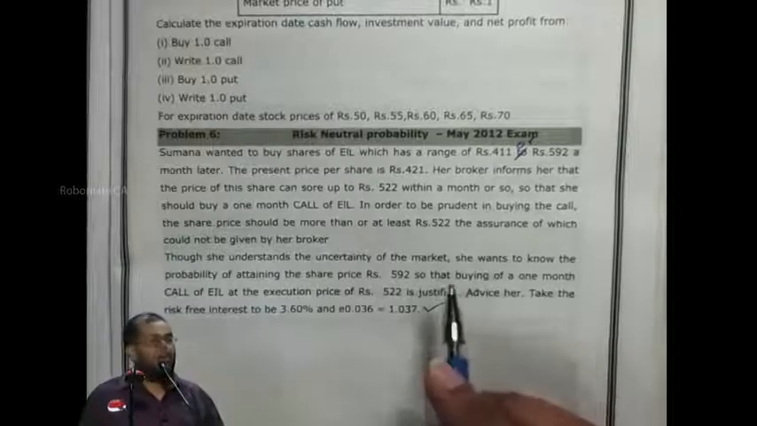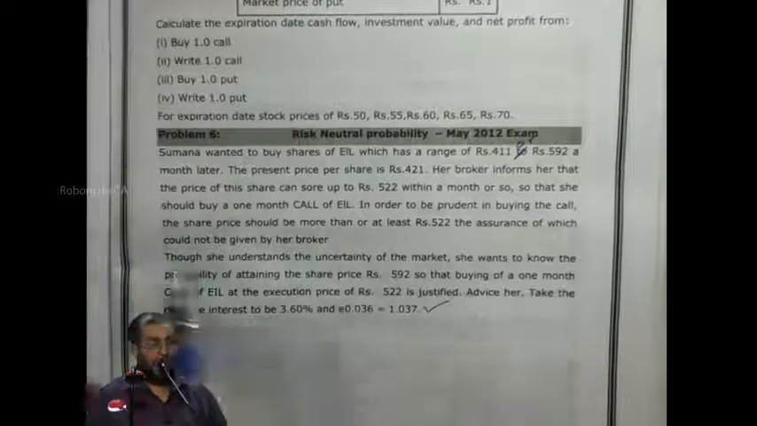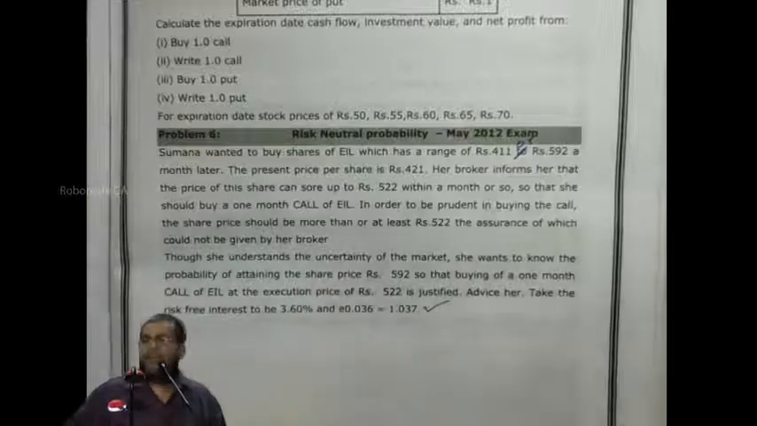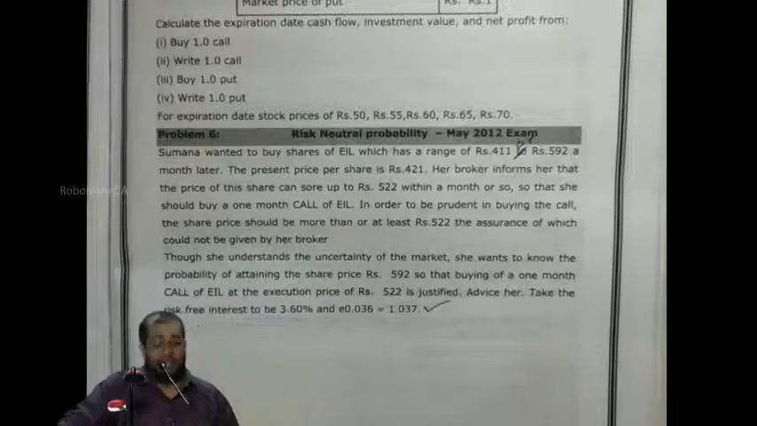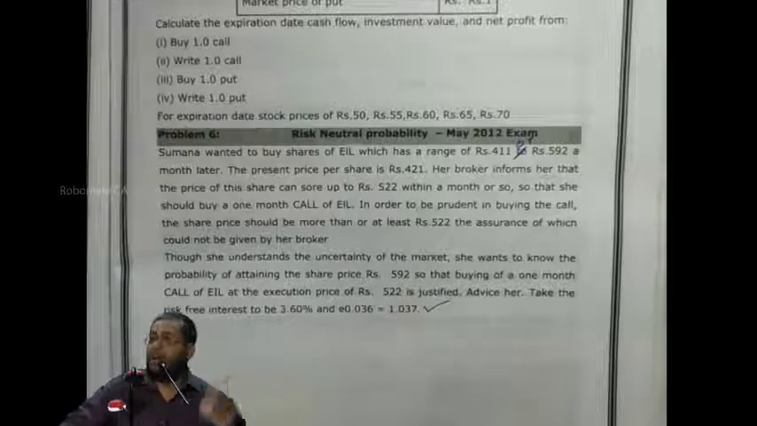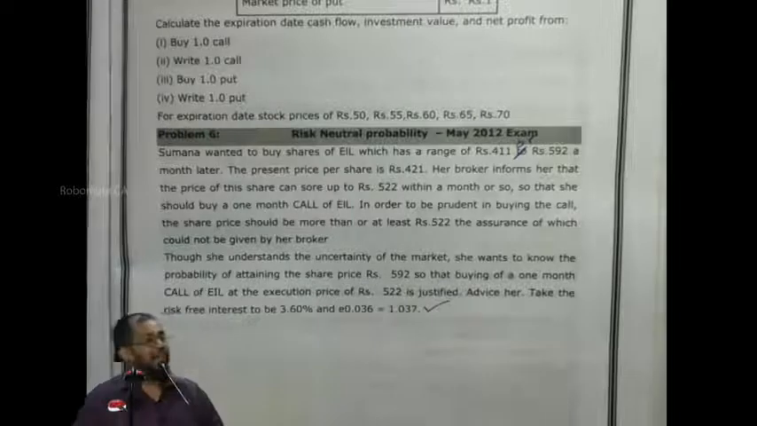There's a call option having a strike price of 522. Somebody gave her the advice that surely the share price will cross 522, so you can buy this call. It will be very beneficial, because if it crosses 522, a bullish person always goes for what? The call option. They can make a profit.